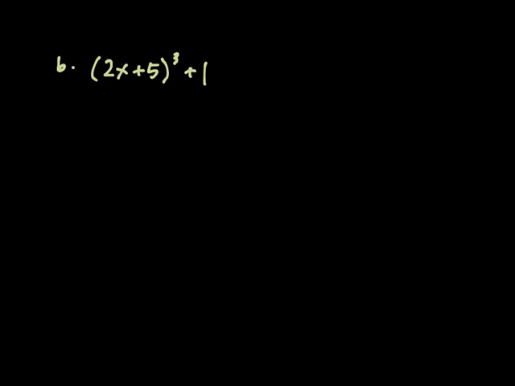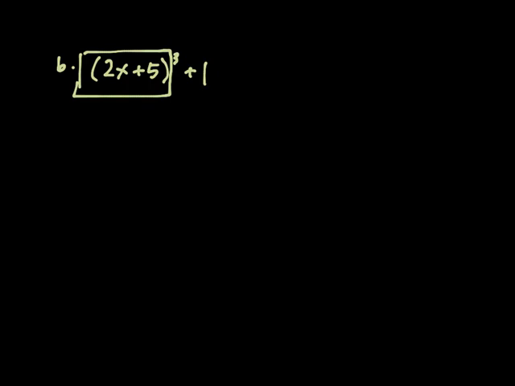Okay, let's go ahead and simplify this expression. We have (2x + 5)^3 + 1. What does that mean, to the third? It means you take this entire thing, and you multiply it 3 times, that entire thing.